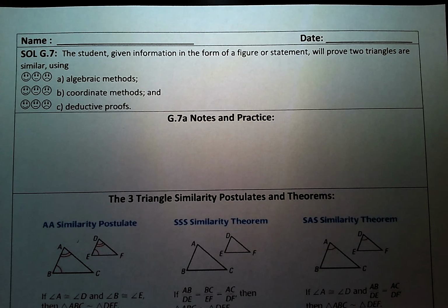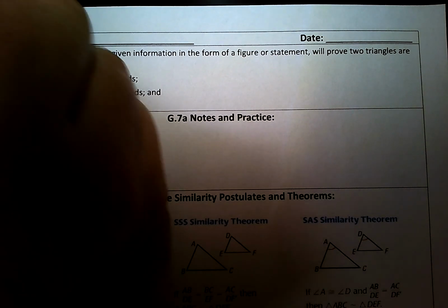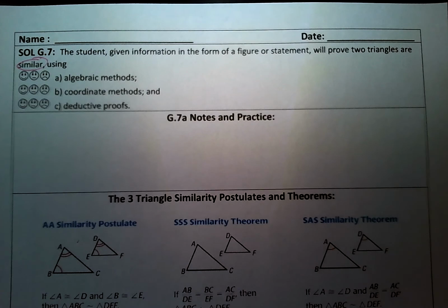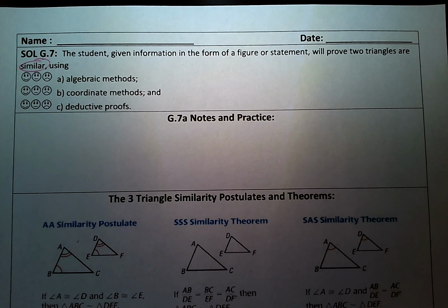In this video we are going to be unpacking the G7SOL. This G7SOL is all about similar triangles, and just looking at it you can kind of see it's a lot like the G6SOL if you watch through that series. G7 says the student, given information in the form of a figure or statement, will prove two triangles are similar. This is all about similarity. And we need to be able to use these three methods: algebraic methods, coordinate methods, and deductive proofs.